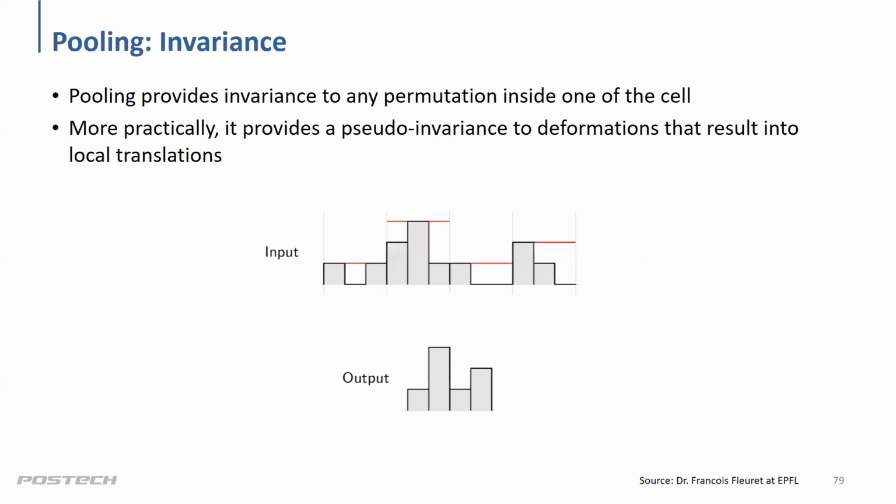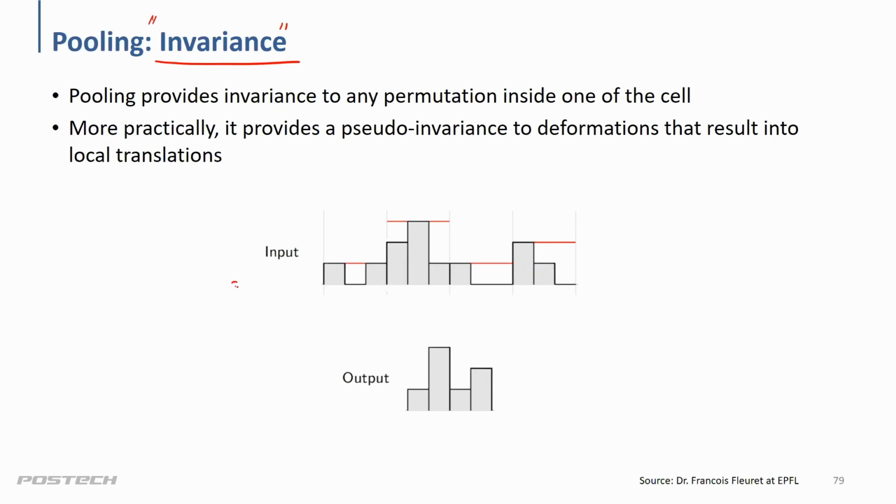And this one is something that I like. So let me show you. That's one of the advantages, one of the reasons for having pooling operations in the middle: it gives invariance. What do you mean by invariance?